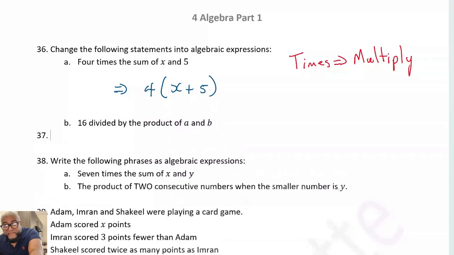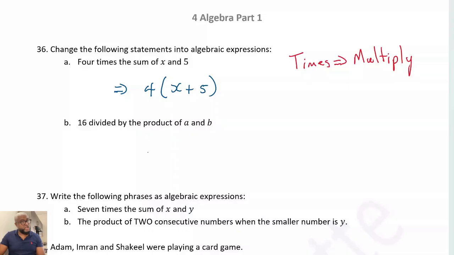16 divided by the product of A and B. So it's going to be 16 divided by, what is the product? What does product mean again? Multiply. So if it's the product of A and B, it will be A multiplied by B, but can I just write that as AB? I don't need to put the multiplication sign in between there. Right? Simple as that. Okay? Everybody good there? Yeah.